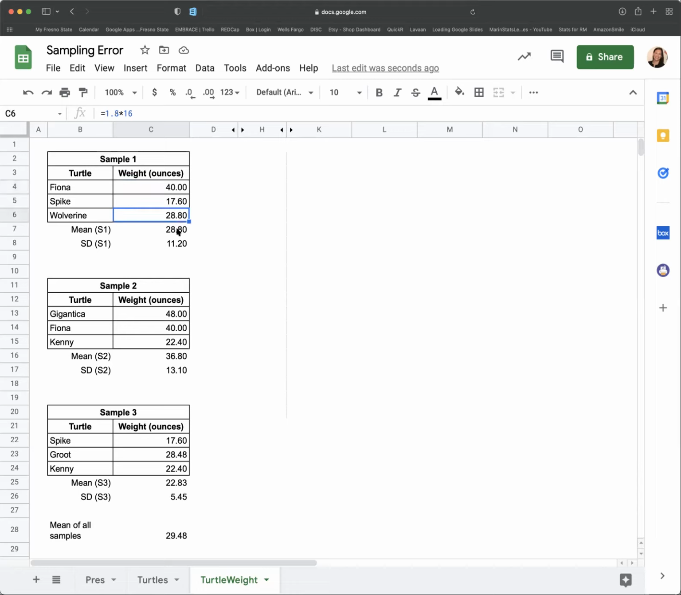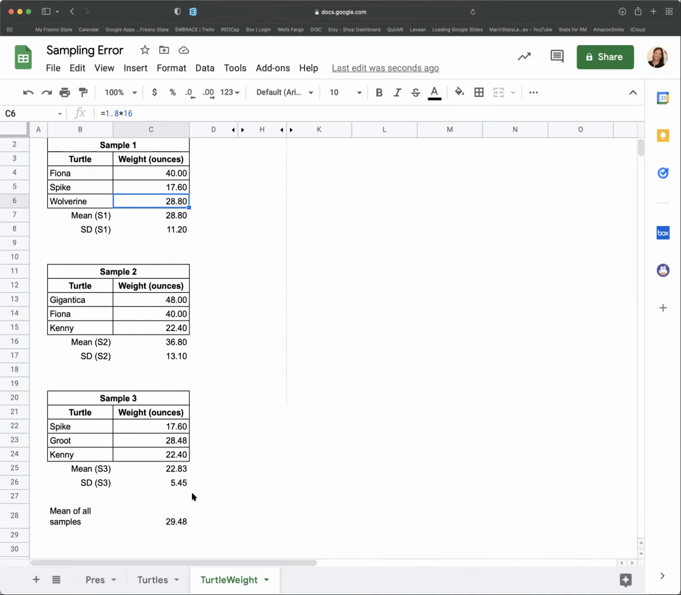Now this is kind of interesting. Our mean is 28.8 and Wolverine is our median value. It's the middle value, and it's the same as the mean. So pretty unusual. All right, so now sample 2, we had Gigantica, Fiona, and Kenny. You can see that this is just a bigger group of turtles, and so this sample has a 36.8 mean and a 13.1 standard deviation. Sample 3 is smaller. Spike, Groot, and Kenny are all smaller turtles, and so we have a smaller mean and a smaller standard deviation.